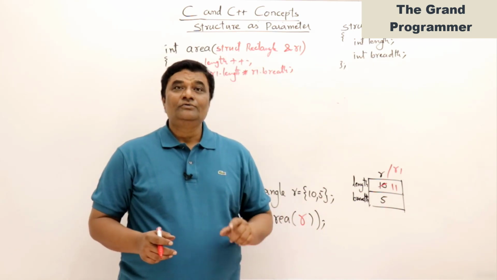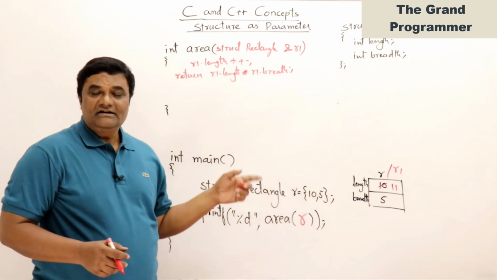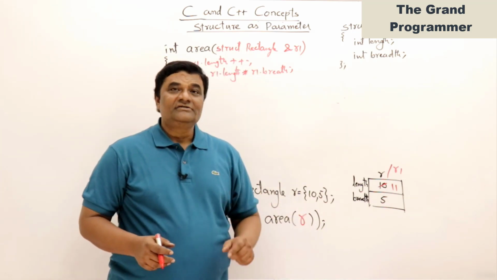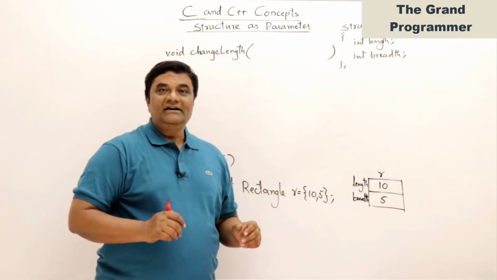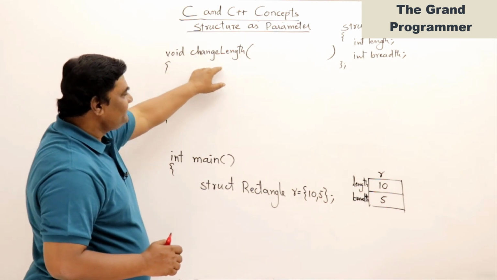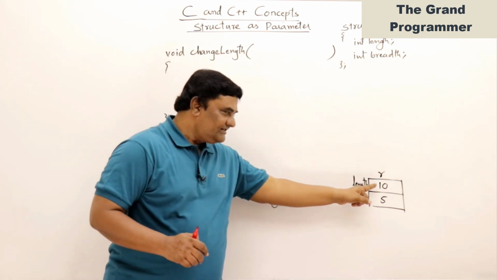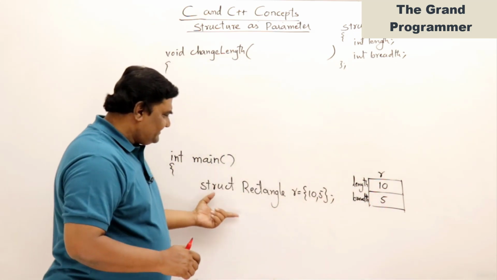Now next I will show you call by address. For that, I will change the function. I will write down another function for call by address. Now for call by address, I have changed the example. I am calling a function named change length. Suppose I want to change this length, right? I want to make it 15. So I can make changes here also.